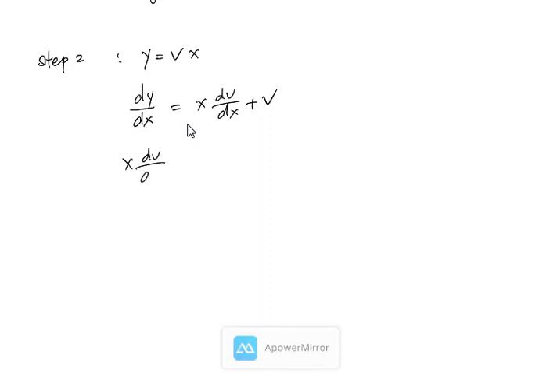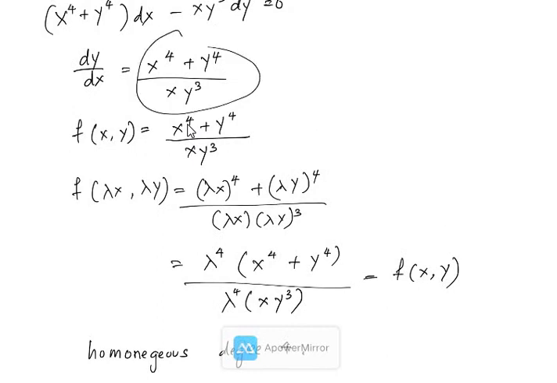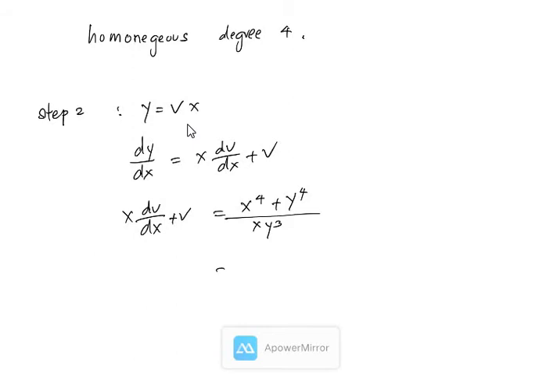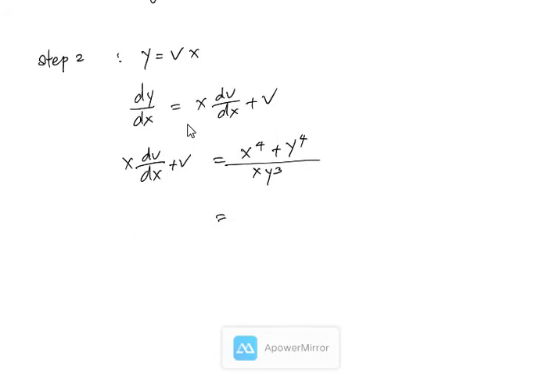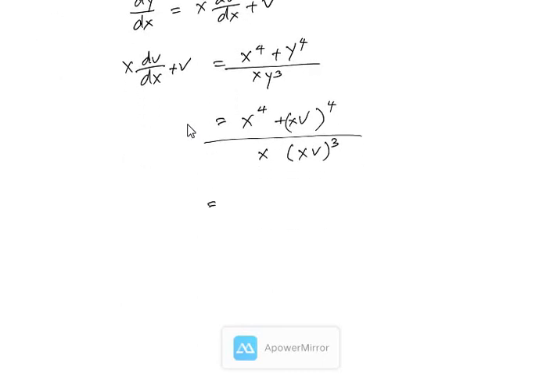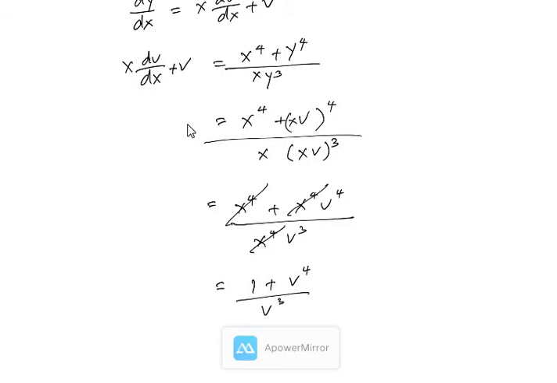So x dv over dx plus v equal to x power 4 plus y power 4 divided by x y power 3. So here we use the dy over dx value. We substitute y equal to vx, so we have x power 4 plus v power of 4 divided by x v power of 3. So this is equal to x power of 4 plus x power of 4 v power of 4 divided by x power of 4 v power of 3. Actually we can cancel out the x power of 4 here, and then we are left with 1 plus v power of 4 divided by v power of 3.